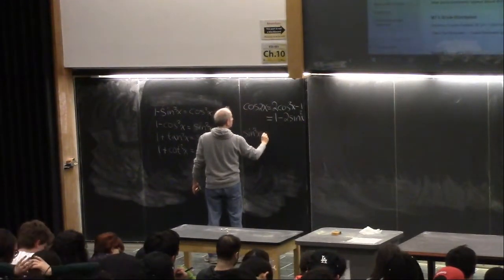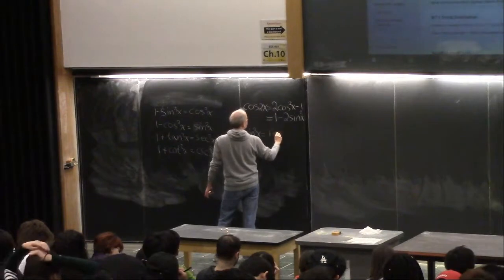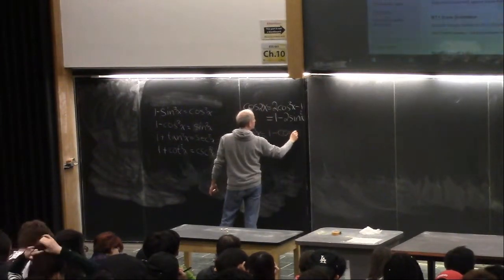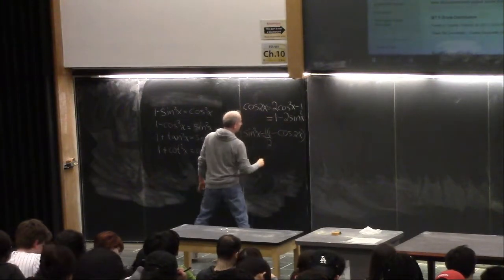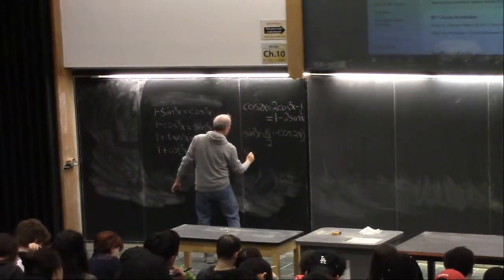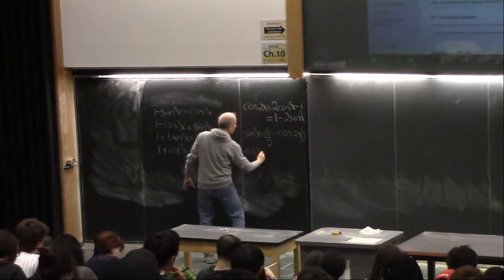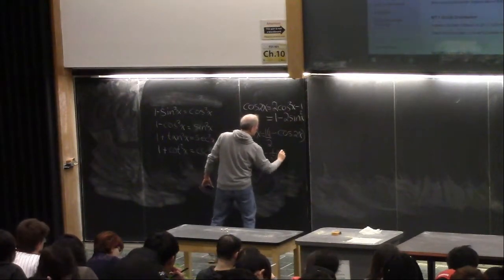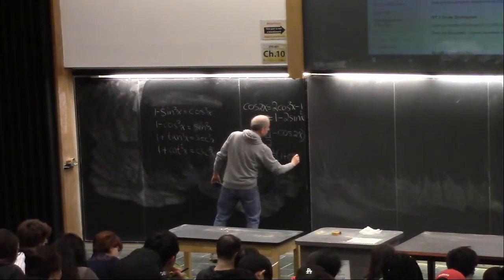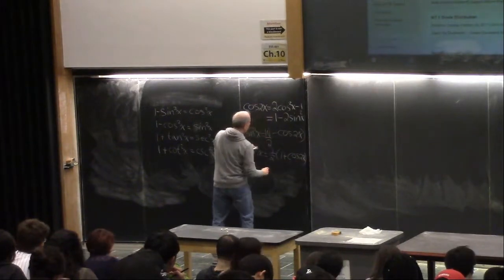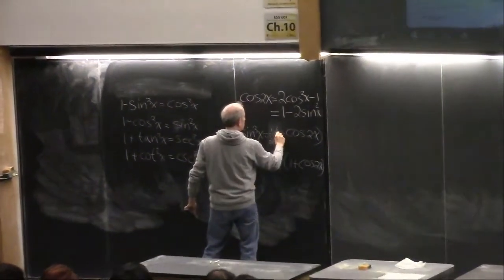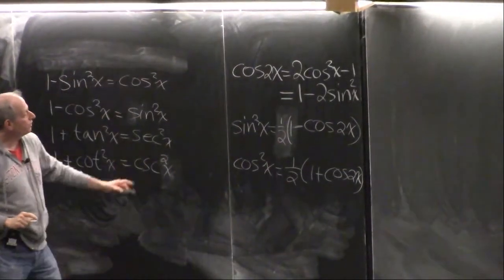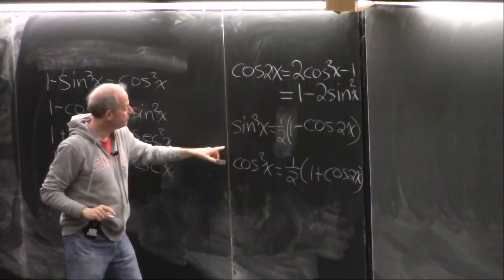Sine squared x is 1 minus cosine 2x, all divided by 2, or times a half. And cosine squared x is 1 plus cosine 2x, all divided by 2. I'll rewrite this, it's a little neater. Okay? So if you take these and you play with them, you get these.